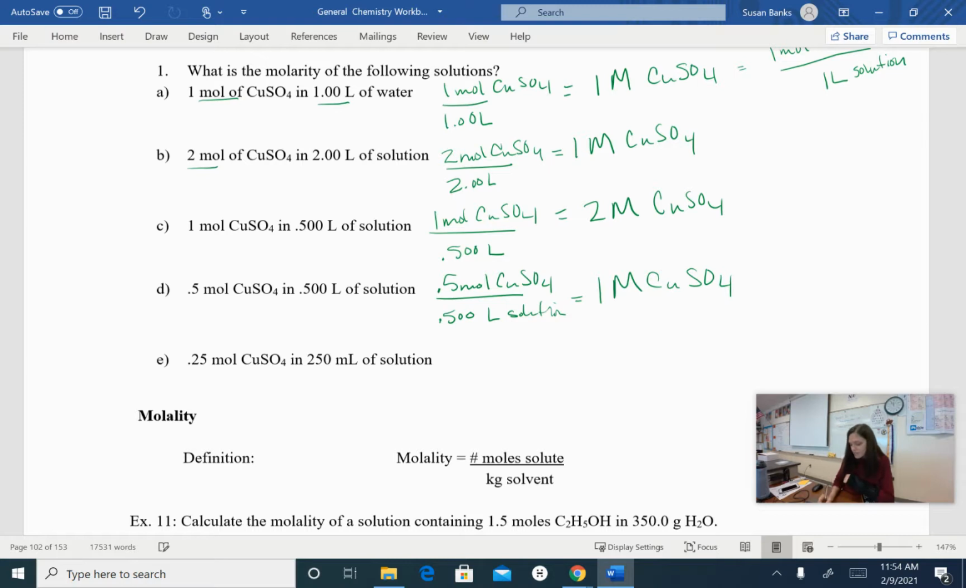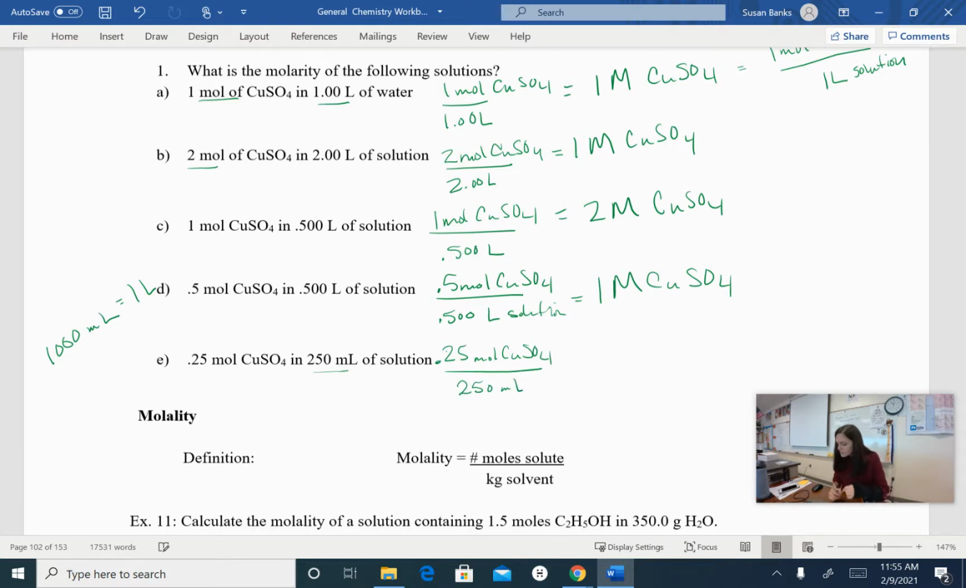Okay, E is a little bit trickier because I don't have this in liters now. I have this in milliliters. So you're going to have to convert this from milliliters to liters. Do you guys remember how many milliliters there are in a liter? I have 1,000 milliliters in 1 liter. So we're going to use that conversion. Okay, so I've got 0.25 moles of copper 2 sulfate, and it's in 250 milliliters of solution.